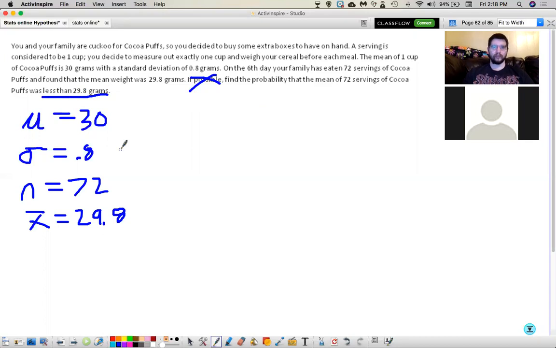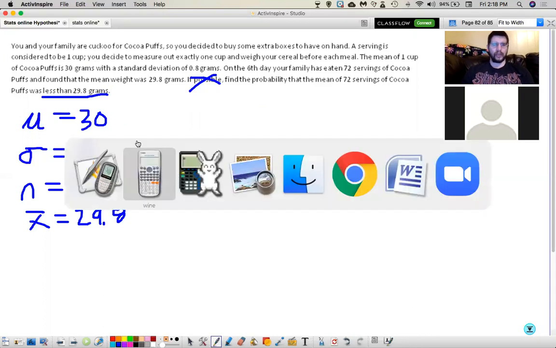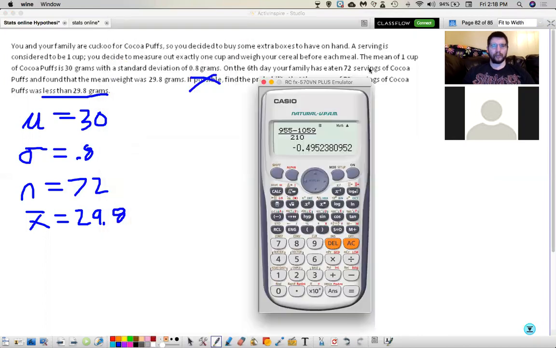No, not confidence interval, we're still in probability. Did I copy the confidence interval? I don't know. So look for the probability that's less than 29.8 grams. So that's my lower bound, 29.8. If you're using the calculator, you really don't have to worry about anything. Just type it in.